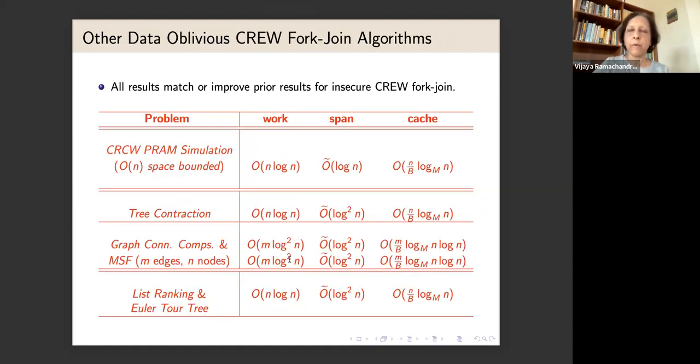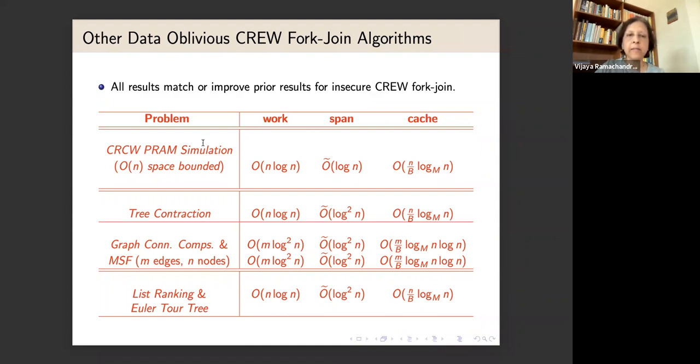So now, in addition to butterfly sort, we apply butterfly sort together with other data oblivious algorithms to get several other results, including a CRCW PRAM step simulation on the CREW fork join. And for linear space-bounded CRCW PRAM computations, which is what a vast majority of results are, we can simulate with the same bounds as the sort bound.